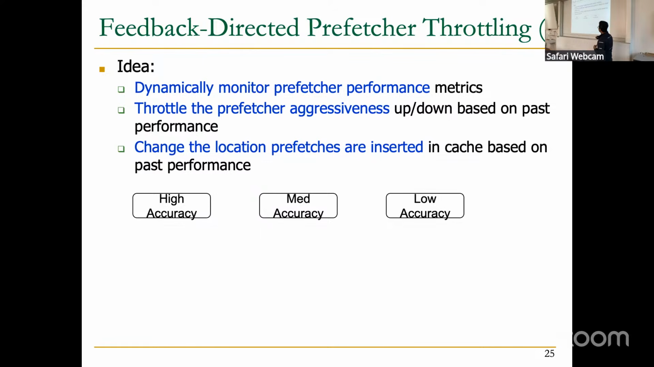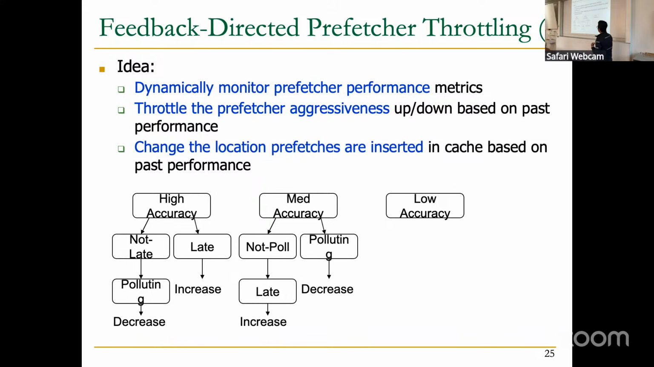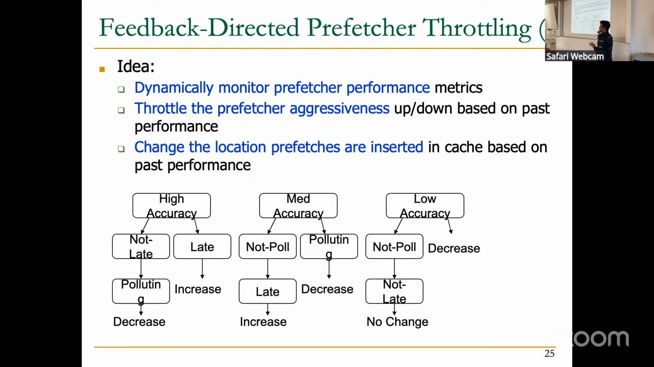So you can easily create a decision tree like this: if your prefetcher's accuracy is really high, it is not late, but it is polluting, then you make the aggressiveness of the prefetcher lower. Why? Because it's polluting the cache. But if it is high accuracy, but it's late, let's increase the aggressiveness so that we can predict much ahead of time. Similarly, you can easily argue in a human way how this decision tree would look, and you can come up with a feedback mechanism like this.